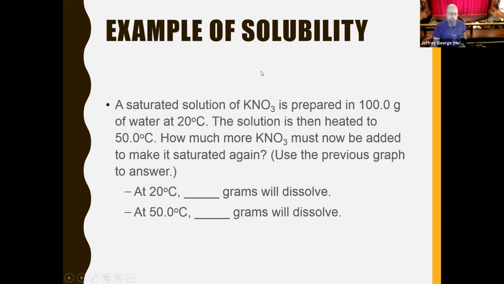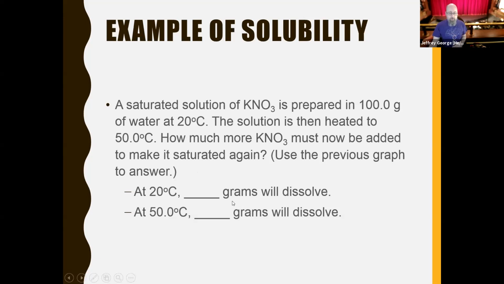Here's my problem. I have a saturated solution of KNO3, 100 grams of water at 20 degrees Celsius. So I need to find out how much can dissolve there, and I'm going to go to the graph and read that off. Then I'm going to heat that up to 50 degrees, which means I can dissolve more because I've heated the water up. So then the question is, how much more can I dissolve?